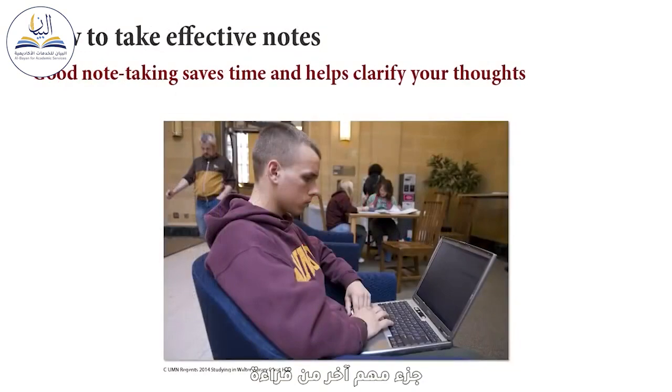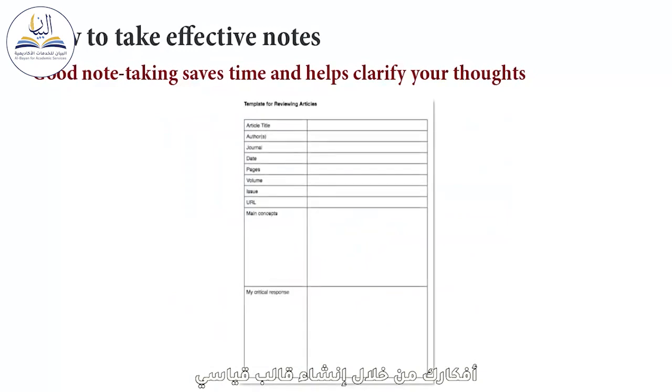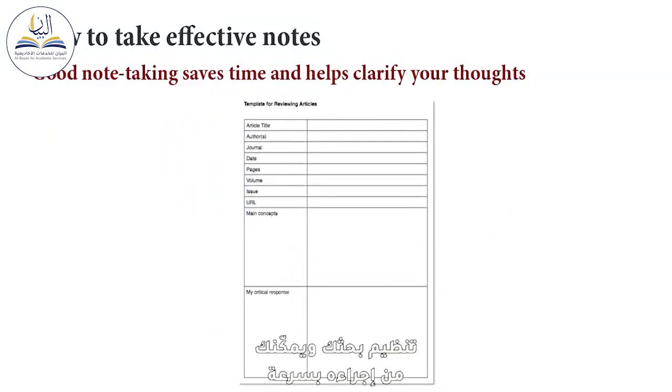Another important part of reading and comprehending scientific articles is taking notes. Effective note-taking will save you time and help you clarify your thoughts. Creating a standard template for taking notes will help you organize your research, enable you to make quick comparisons, and will save you time rereading articles.